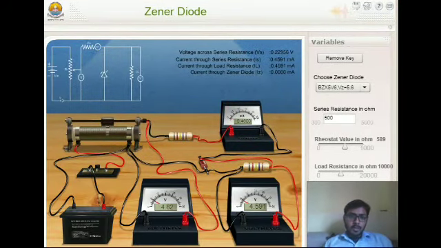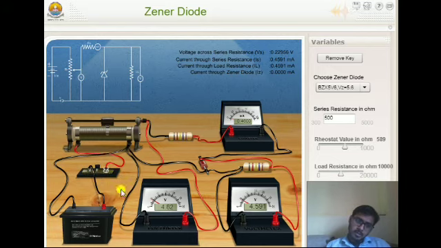Okay friends, now we are trying to understand this experiment using this virtual lab. This virtual lab consists of a power supply, a key, a rheostat, a series resistance, the actual Zener diode, and a load resistance. This one indicates the input voltage, this one the output voltage, and this is the milliammeter.